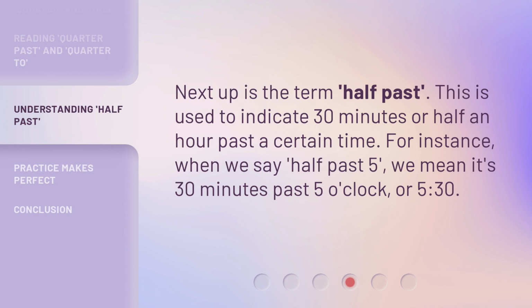Next up is the term half past. This is used to indicate 30 minutes or half an hour past a certain time. For instance, when we say half past 5, we mean it's 30 minutes past 5 o'clock, or 5:30.